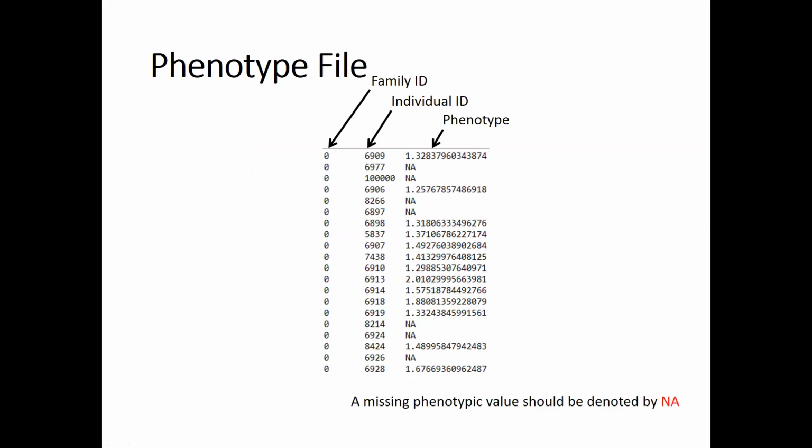In EMMAX, the phenotypic information is stored in a separate file for input. The three columns represent family ID, individual ID, and phenotype. The missing phenotypic values are coded as NA.